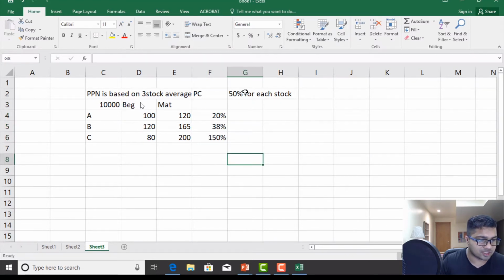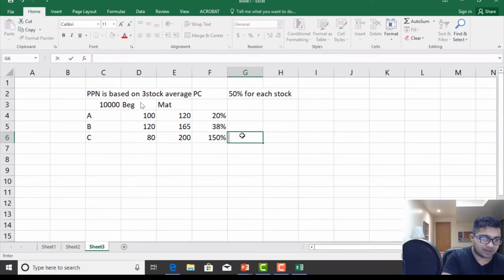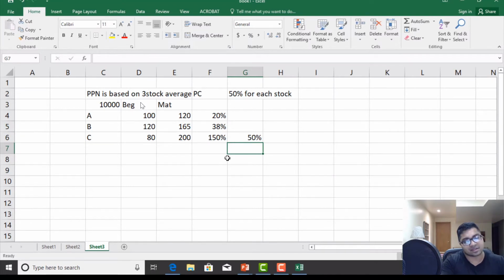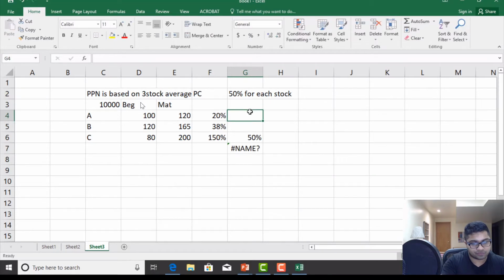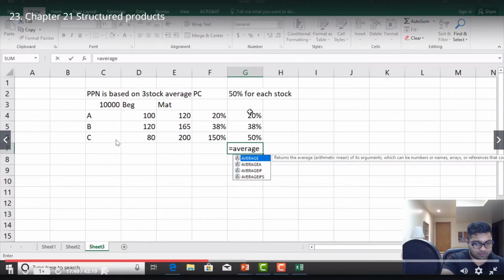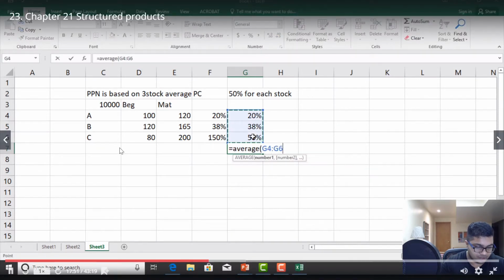20% is okay because it is below the cap. 38% is okay because it is below the cap. Stock C has generated 150%, but you have to cap it at 50%. So what will be the average? I'm just copying this here so that I can take an average of 3.